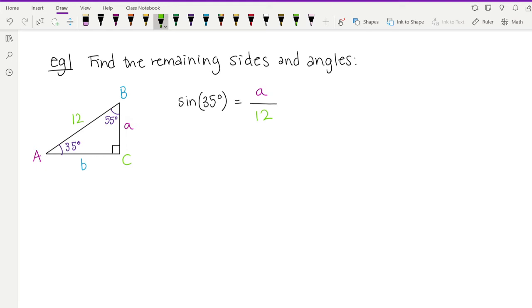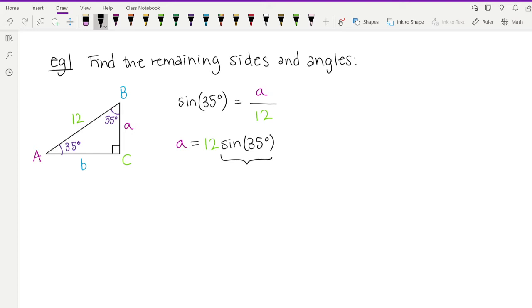And so I'm just going to multiply both sides by 12 and rearrange the equation. So it's written now as A is equal to 12 times sine of 35. Okay, so how does this help us? Well, sine of 35, that's a number, right? Sine of 35 is some number, and it's not one of the nice ones that we know, right?